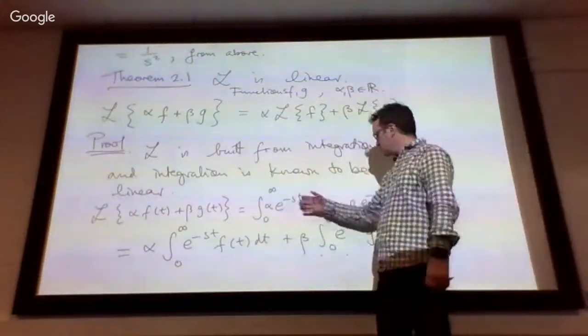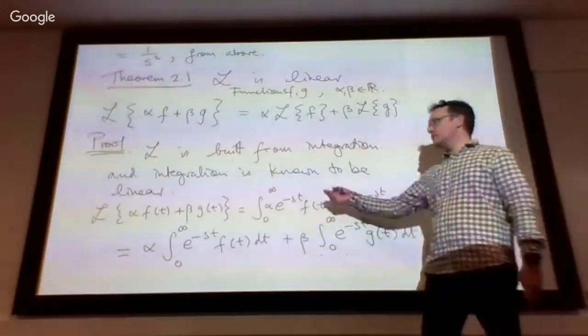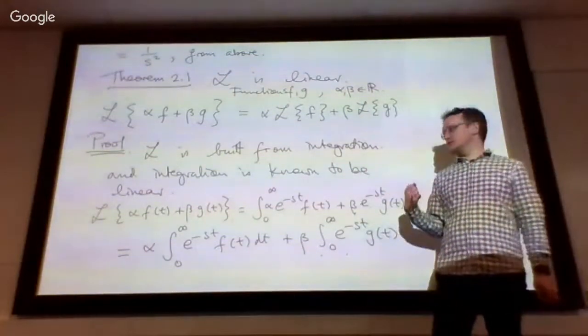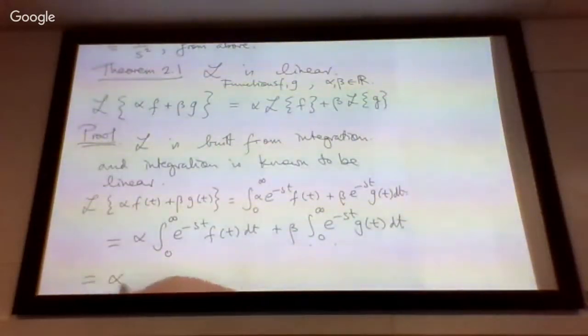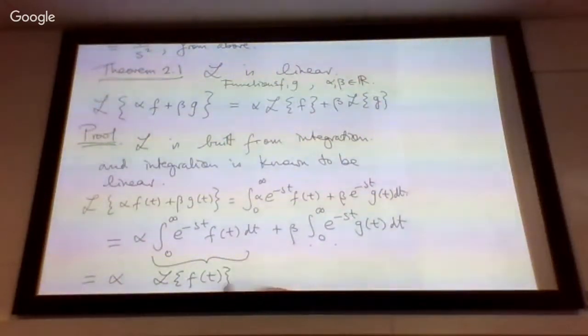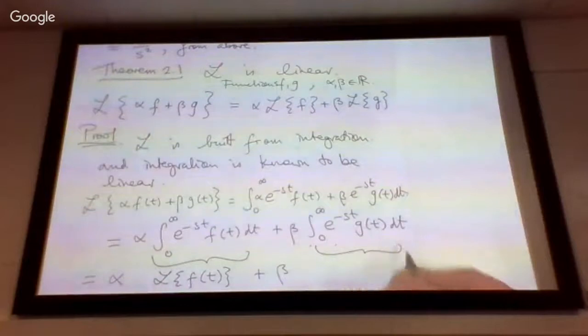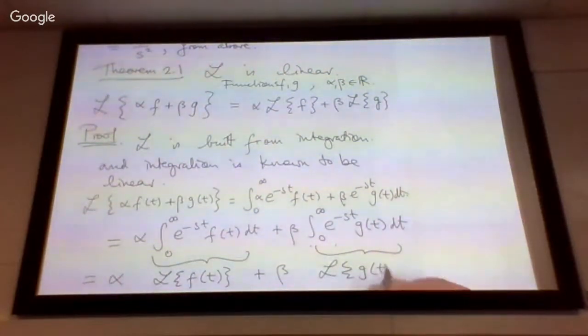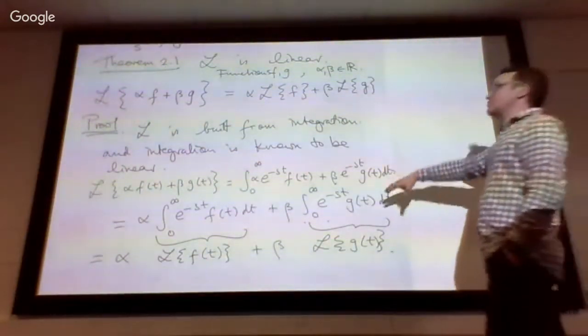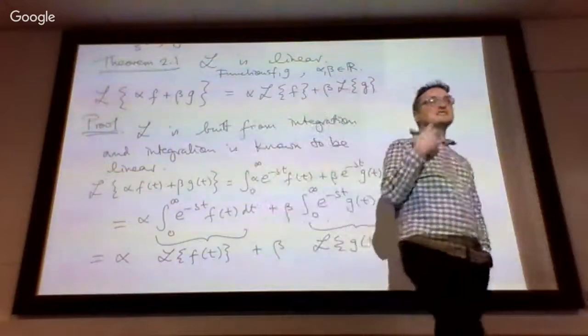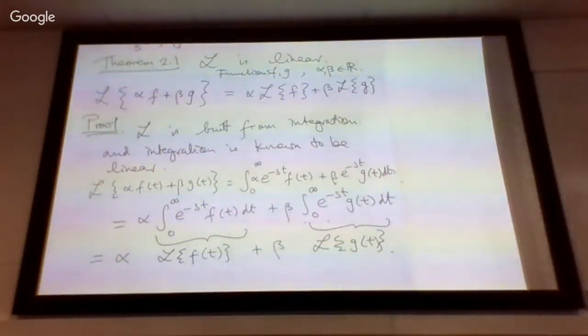You apply the definition, you multiply it out inside the integral, and then you apply the known linearity properties of integration. You get this expression here, but this is exactly alpha times the Laplace transform of f, and this is exactly beta times the Laplace transform of g. So you can summarize this proof: why is the Laplace transform linear? It's linear because integration is. The Laplace transform is a certain kind of integral, so it inherits that property from integration.